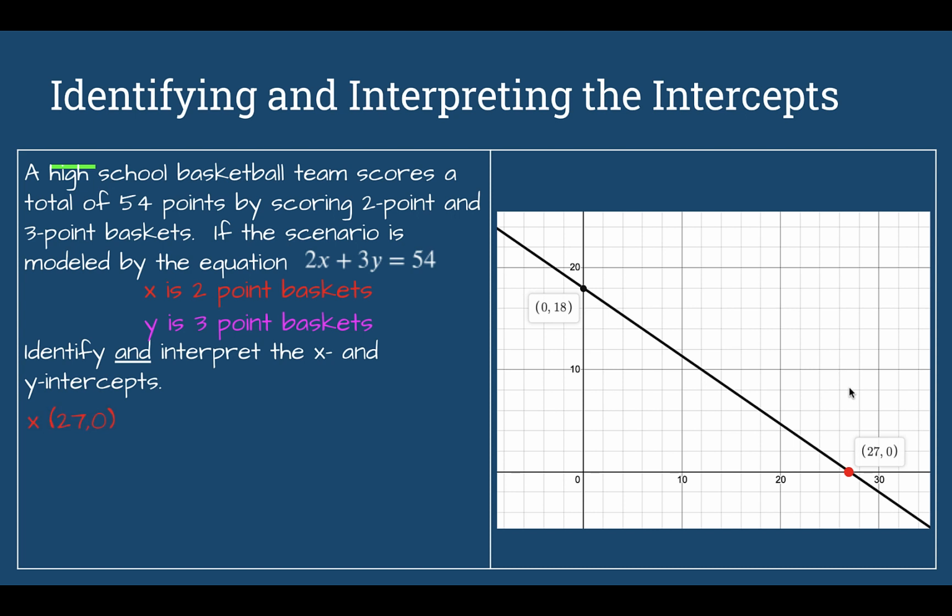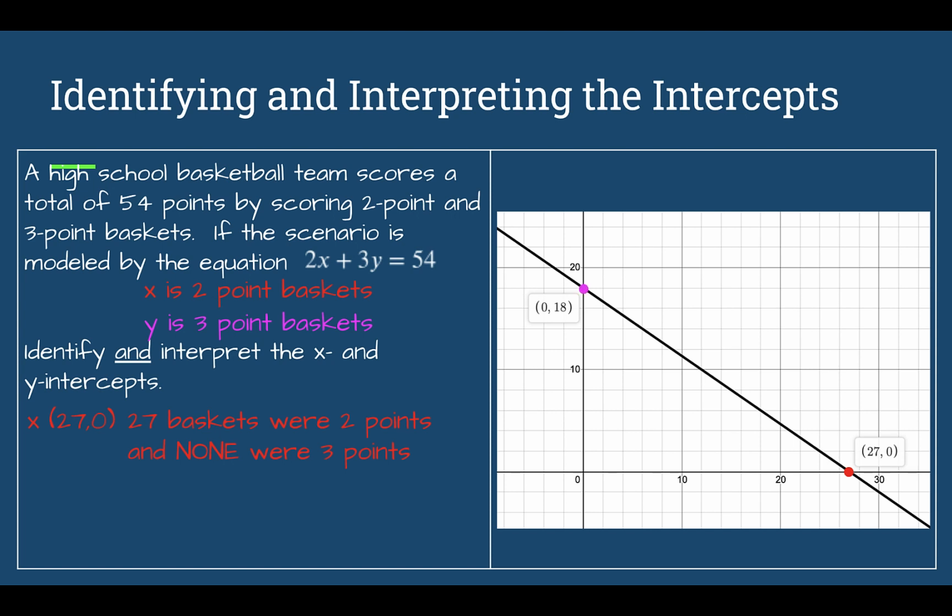That is your x-intercept. Now, if we're interpreting this in the context, that would mean there were 27 baskets that were 2-pointers and none that were 3-pointers. Because if I think about the coordinate here, x was 27, y was 0. So x is our 2-point baskets, there's 27 of them, and there's 0 3-point baskets. So the x-intercept is all of your x and none of your y. All 27 baskets were 2-pointers and none were 3-pointers.